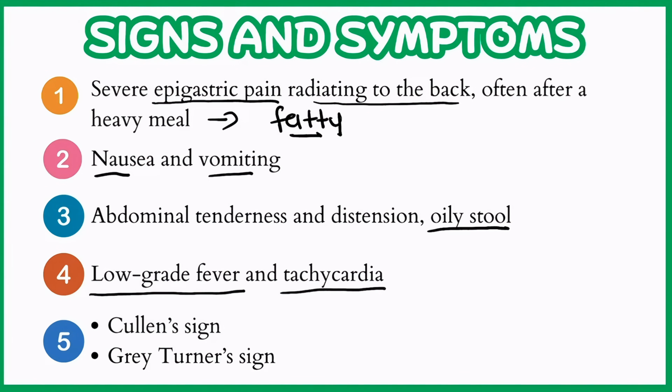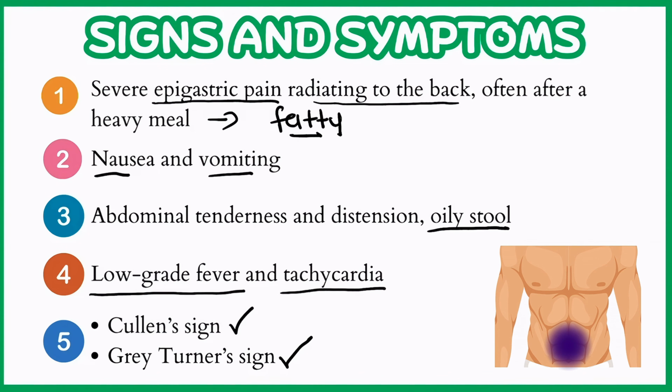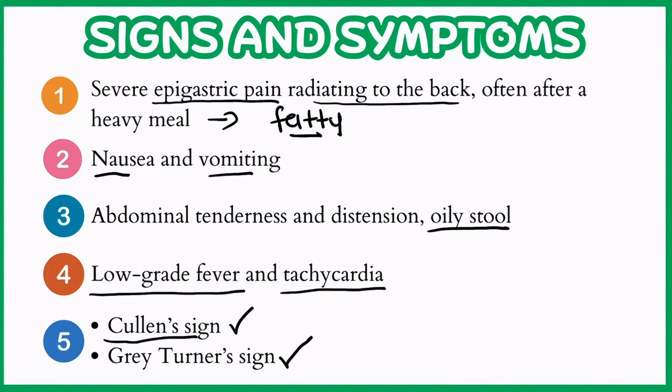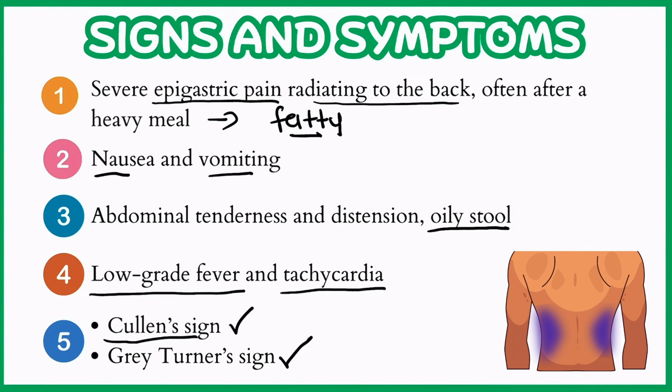In pancreatitis, you're going to see something new, and that is Cullen sign and Grey Turner sign. That is discoloration around the umbilicus, so that is the Cullen sign, and then discoloration at the flanks, that is the Grey Turner sign.